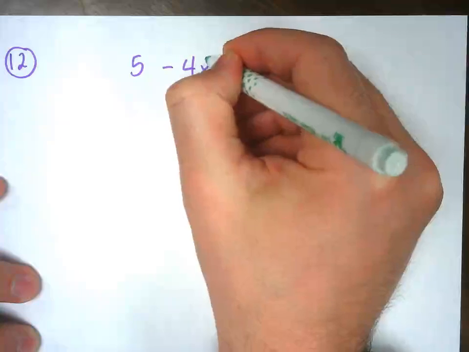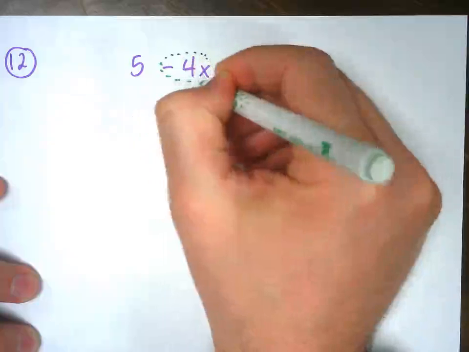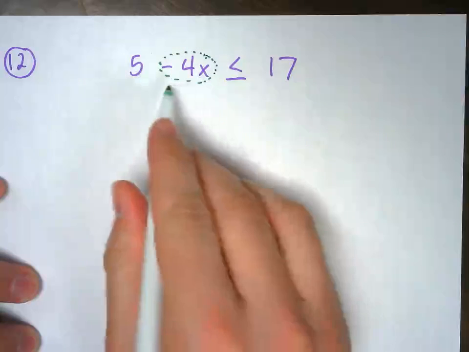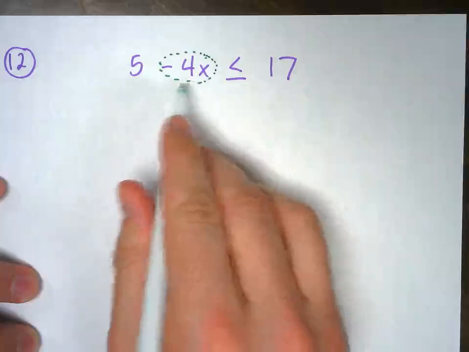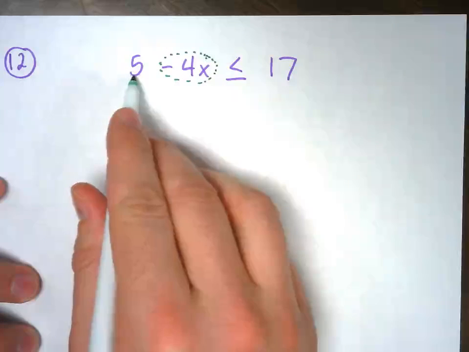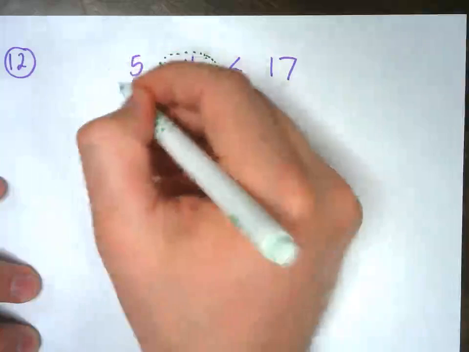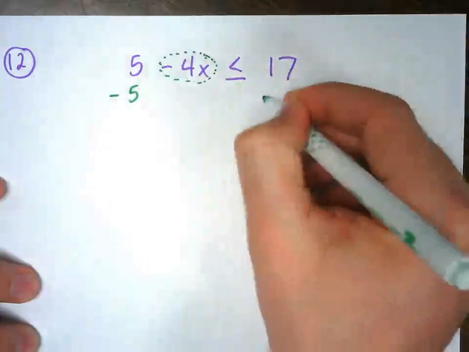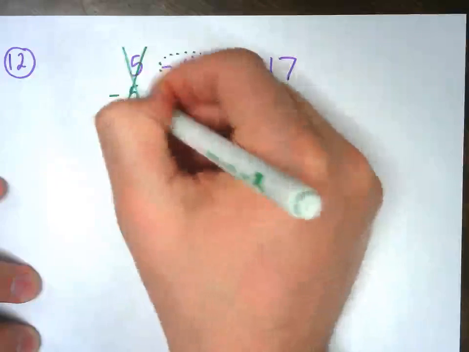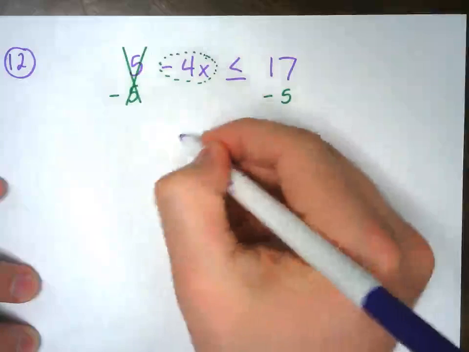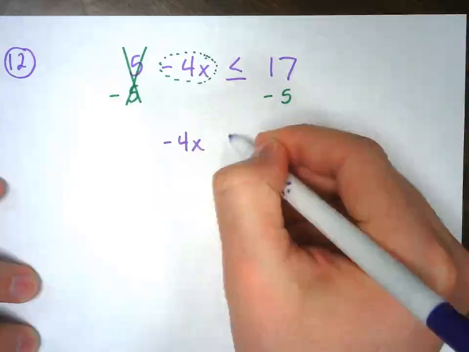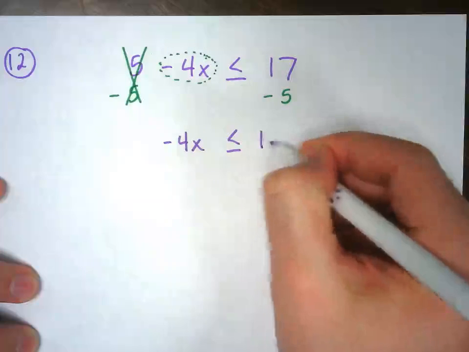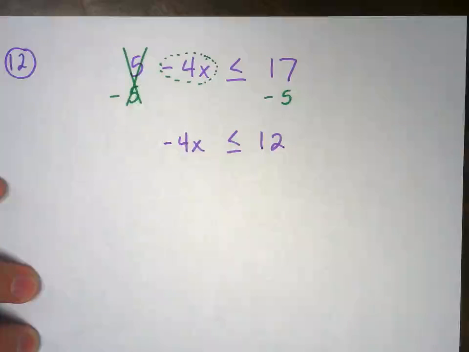So we're trying to solve for x. We're trying to solve for x, but notice what's around the x. What's connected with it right now is this negative 4 through multiplication, so we need to get rid of this positive 5 here. How do I get rid of positive 5? By subtracting 5 from both sides. So that's gone. You're left with negative 4x is less than or equal to 12.